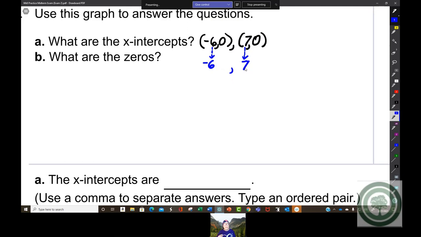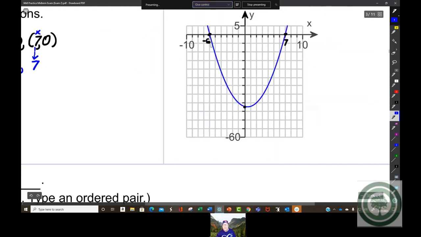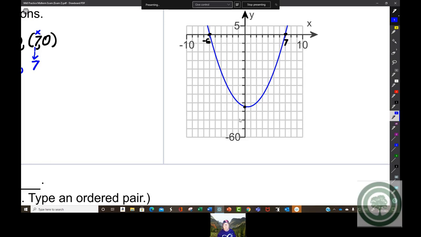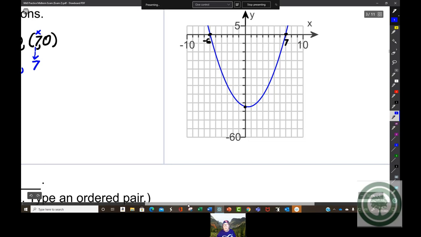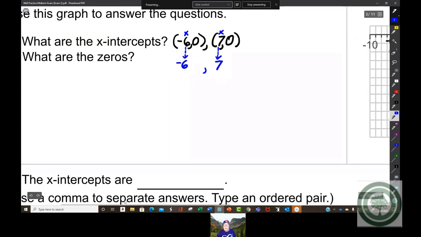That's the difference and the sameness. The x-coordinate of the x-intercepts are the zeros of the function. And one of the main things we're going to be doing after exam 2 is finding out how these guys actually generate this function right here. The zeros of functions, the zeros of polynomials in particular, generate the polynomials. But you don't have to know that now.